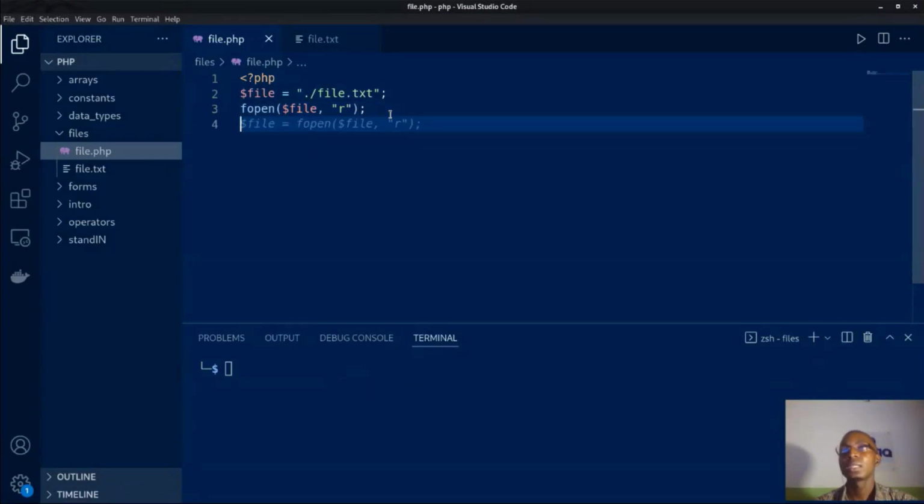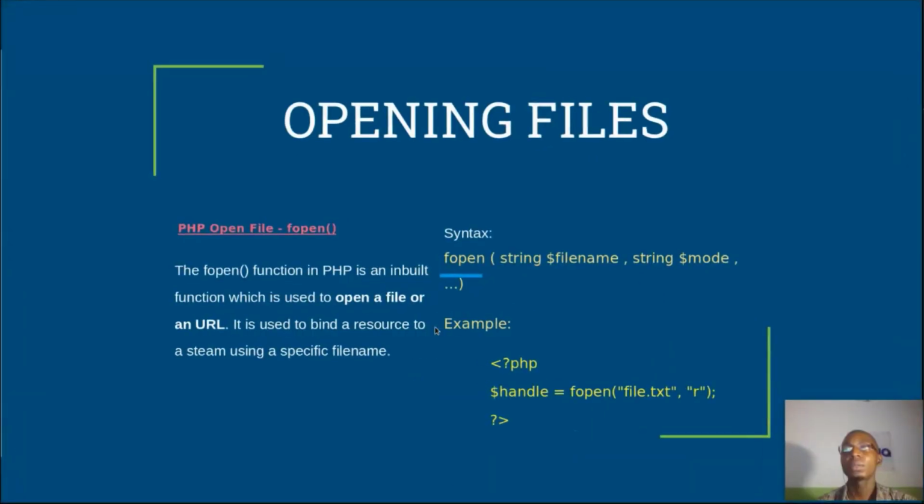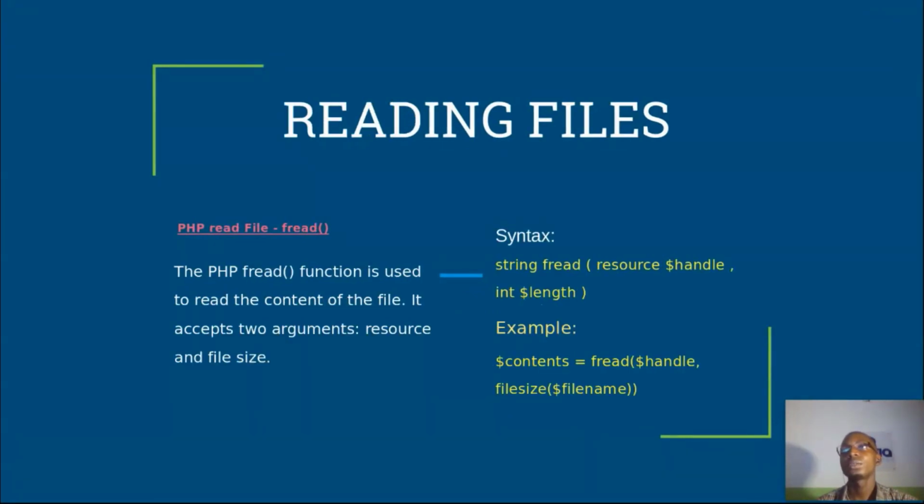Next thing is this: we are going to actually read the contents of this file. That is where you use the fread that we talked about, right? For reading files, you use the fread. After opening the file, you want to read the content.